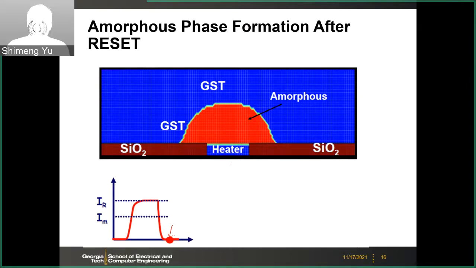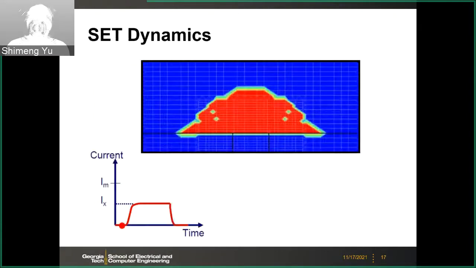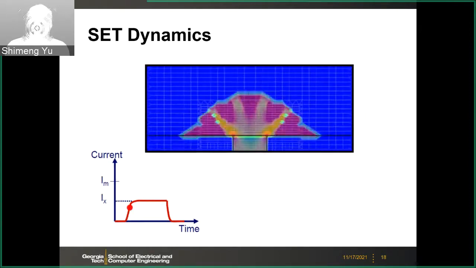And then we can go through the set dynamics. This is to switch back from the amorphous to the crystalline phase. So in this case, we apply a low amplitude current pulse, and here we ramp up the current. As you increase the current, there will be some current flow, and typically this is through a so-called percolation path.